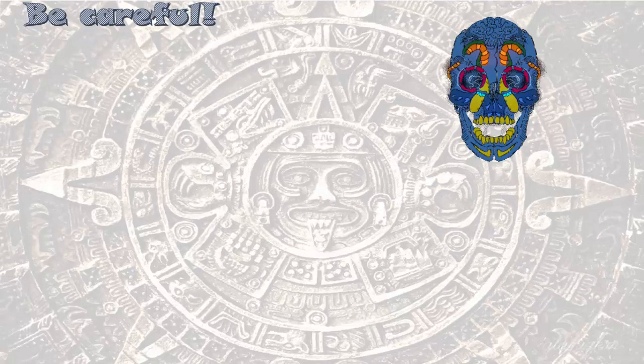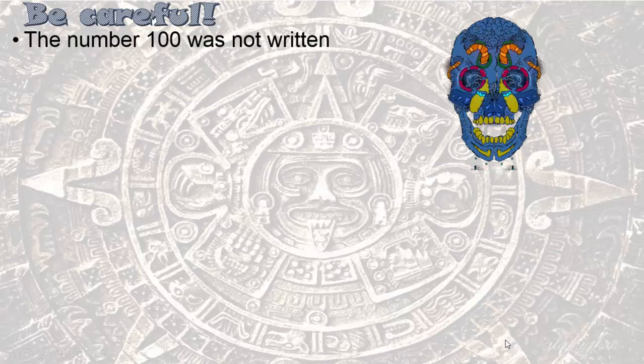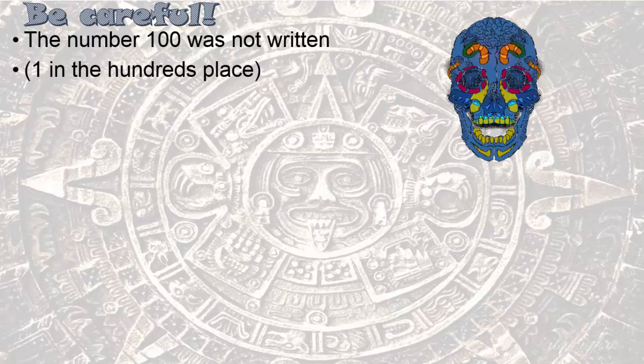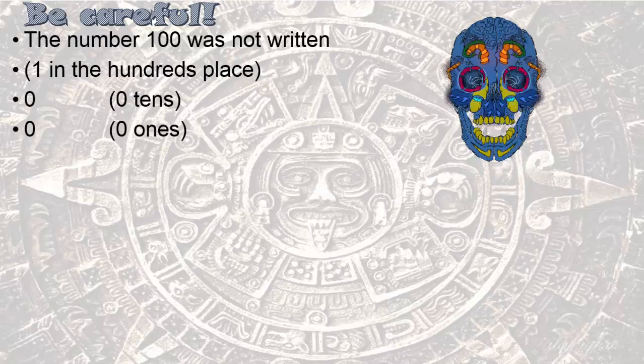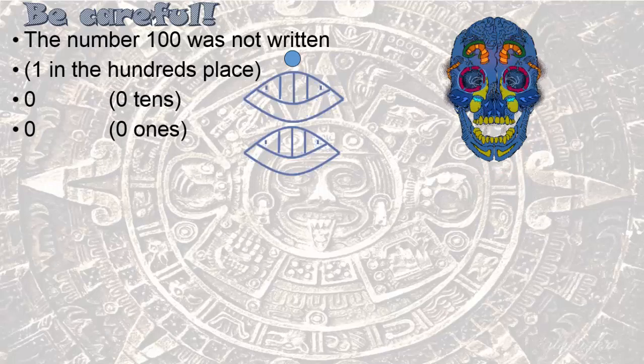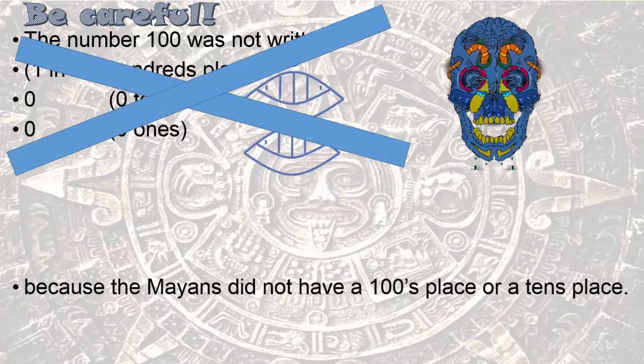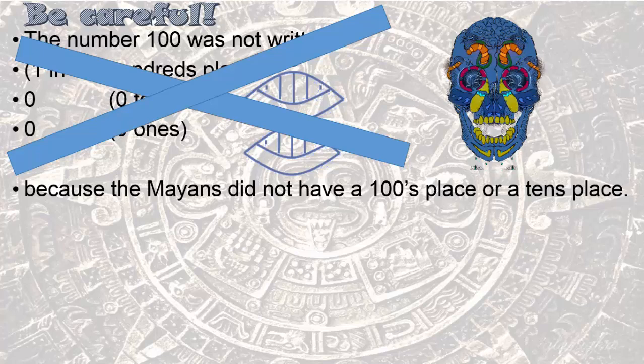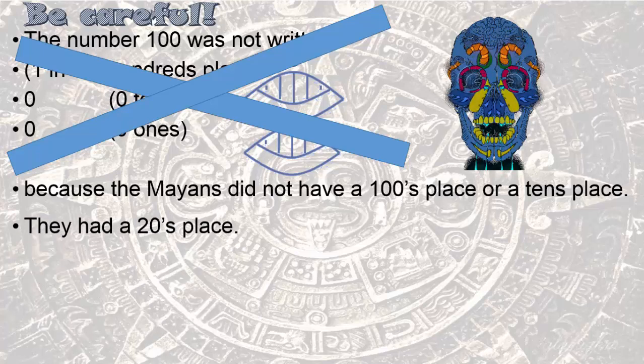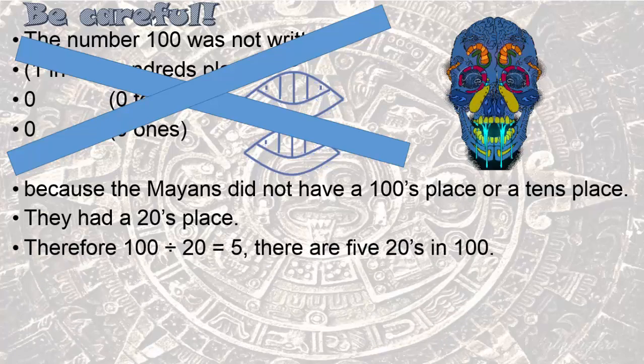One must be very careful because sometimes it's easy to forget that the Mayan system is a base 20 system. The number 100 was not written in this way, where one would put a 1 in the hundreds place, a 0 in the tens place, and a 0 in the ones place, like we would do in our own system. This is completely wrong because the Mayans did not have a hundreds place or a tens place. They had a 20s place.